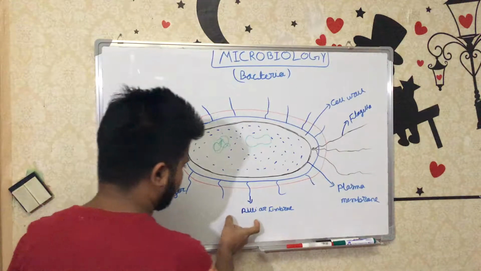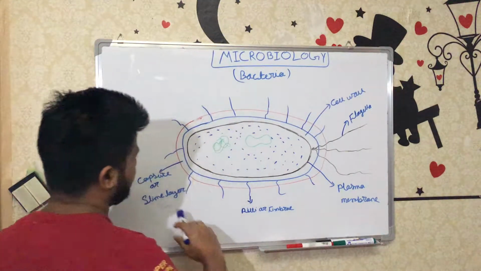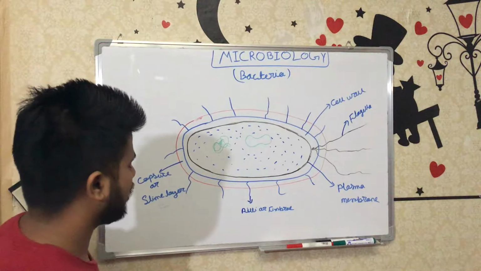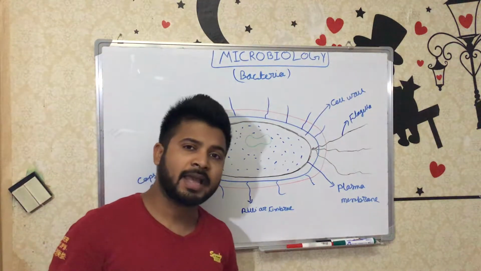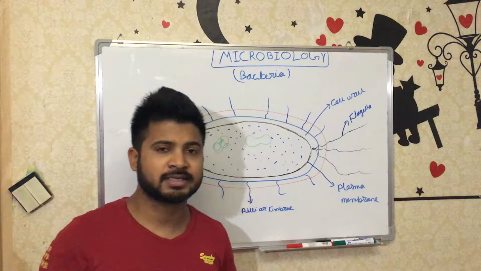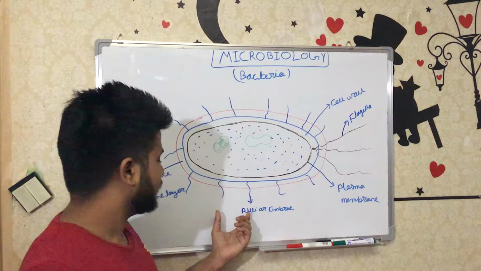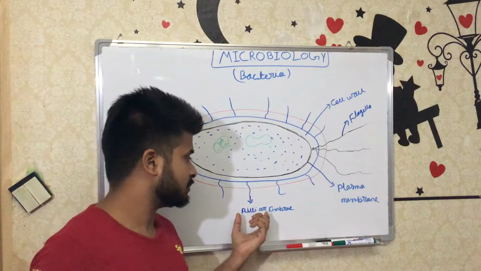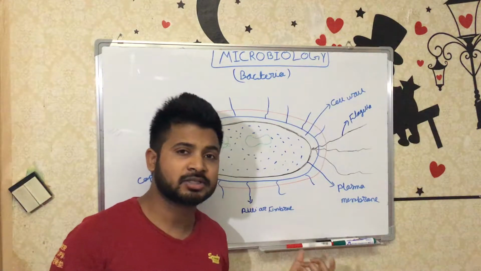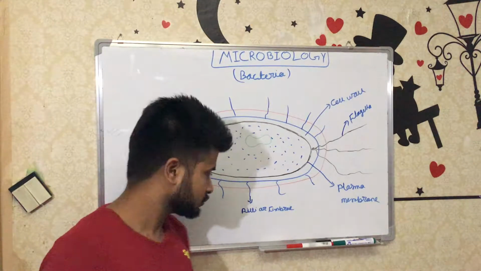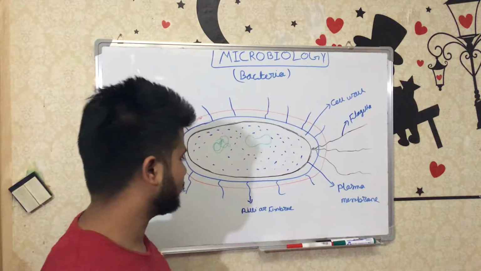Second one is the pili and fimbriae. Actually, it is a hair-like structure, and the function of the pili and fimbriae is to help with adhesion, or we can say attach to the mucous membrane, as well as transmit genetic material, genetic information, from one bacterium to another bacterium. That is the function of the pili and fimbriae.